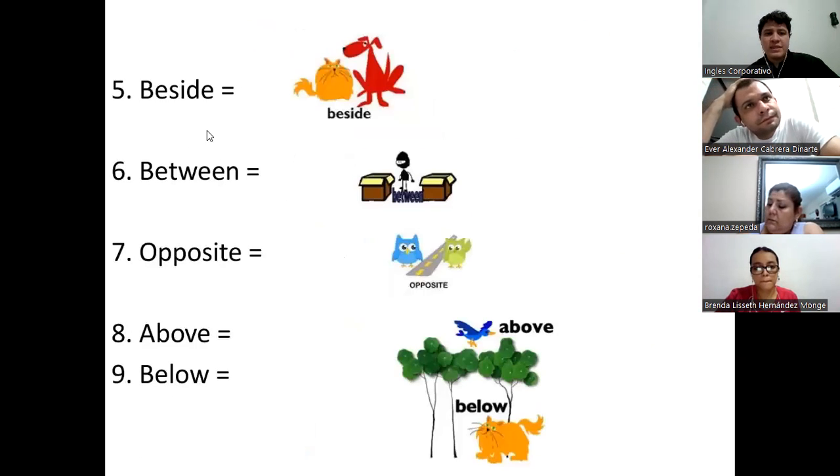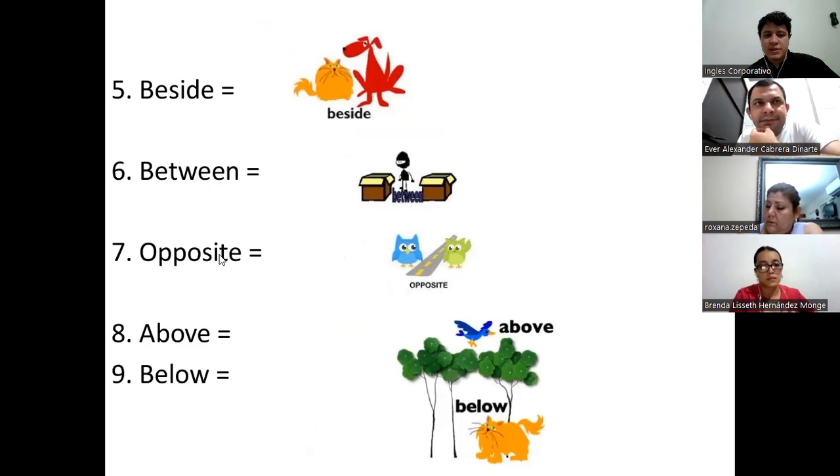We also have beside. Beside means the same as next to, right? Beside or next to. Between means in the middle, right? In the middle of something. We have upside. You know what upside is, right?